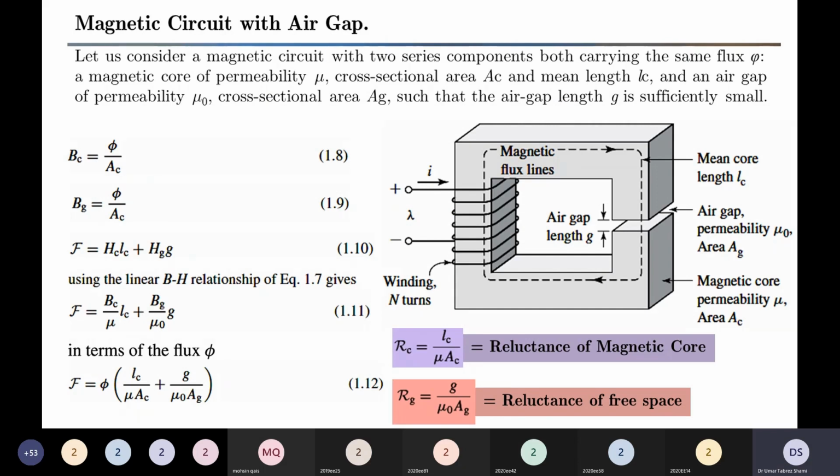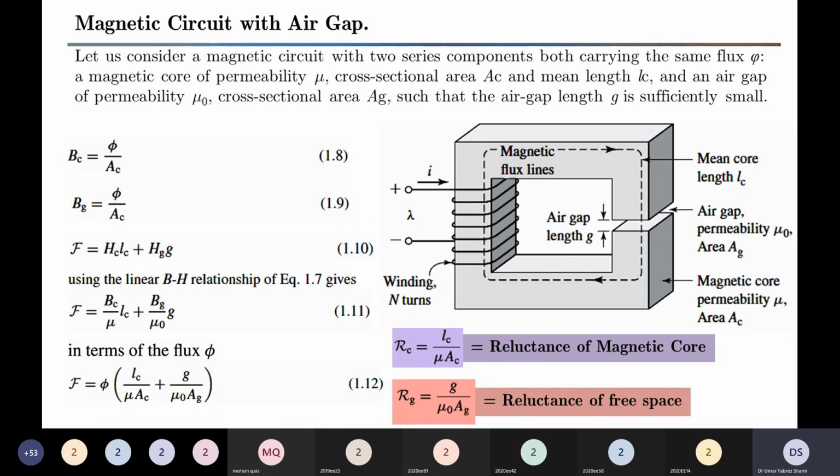That is a magnetic circuit with air gap. Let us consider a magnetic circuit with two series components, both carrying the same flux phi: a magnetic core of permeability mu, cross-sectional area AC, and mean length LC, and an air gap of permeability mu naught, cross-sectional area AG, such that the air gap length is G, and it is very small.